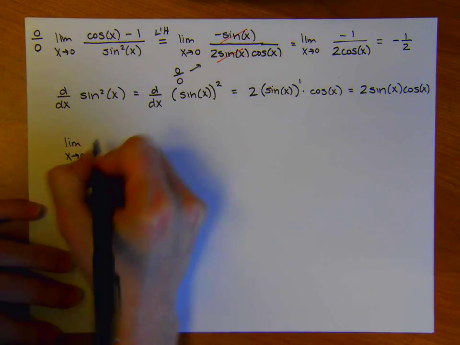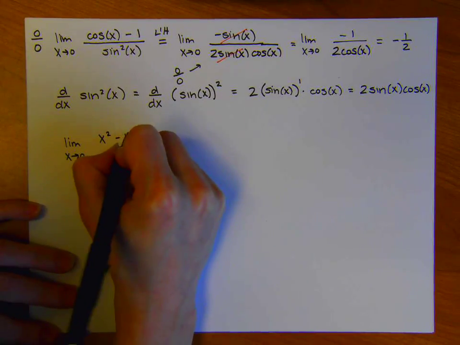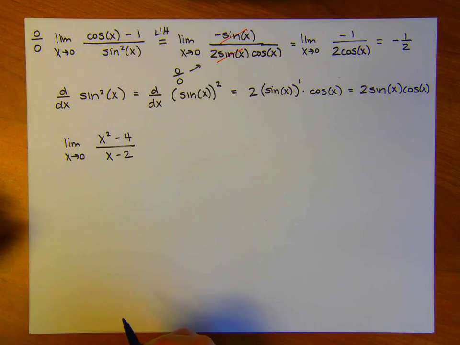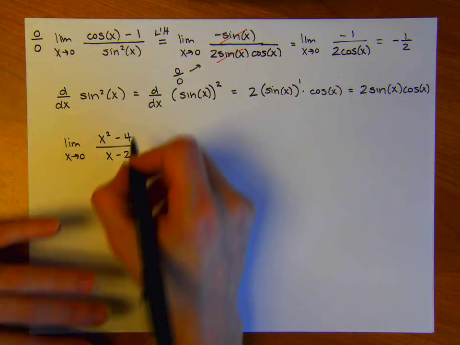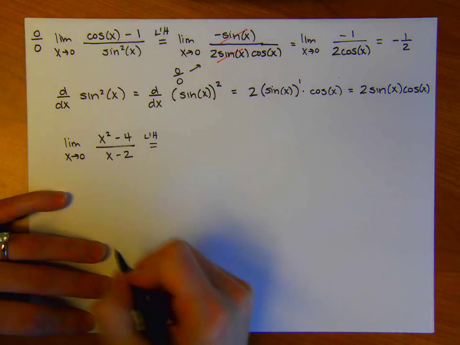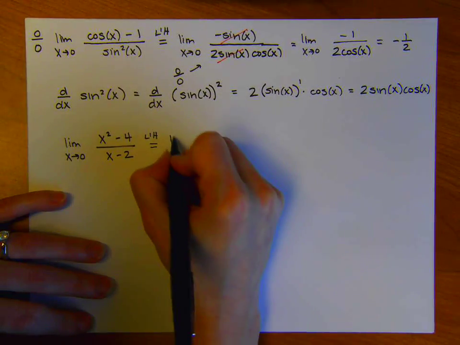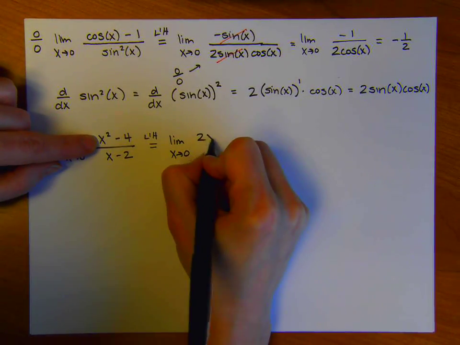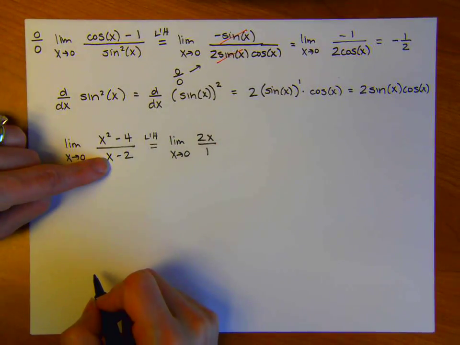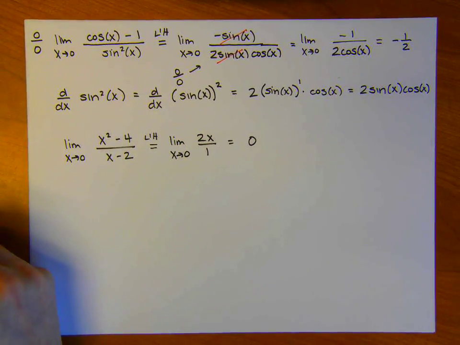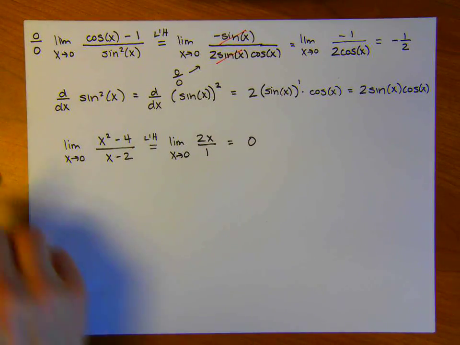Limit as x approaches 0 of x squared minus 4 over x minus 2. Okay, now let's say that I'm not going to check to see if I can use L'Hopital's. I'm just going to jump right in there and use it. Okay, so if I do that, I have the limit as x approaches 0 of 2x over 1. And now I can plug in 0 and I get 0. Okay? So we have to be really careful here.